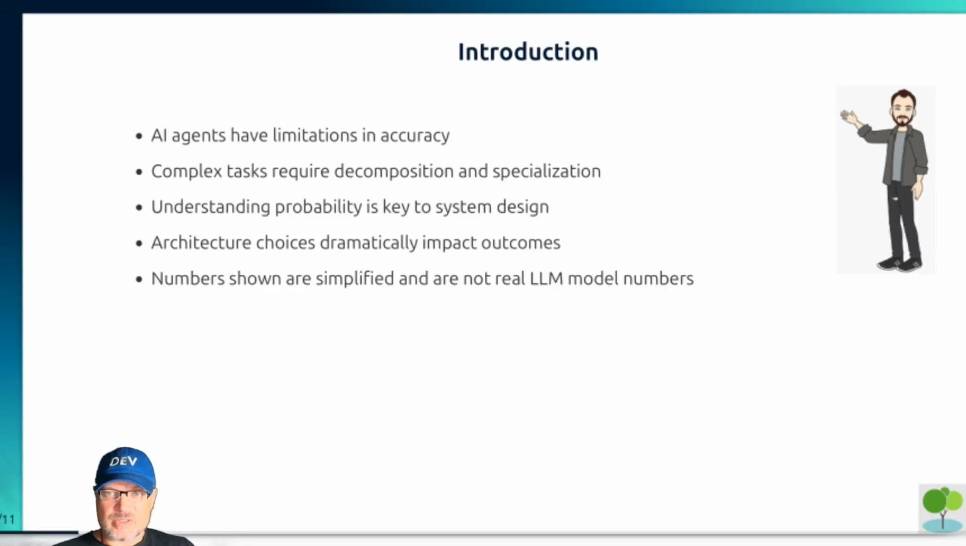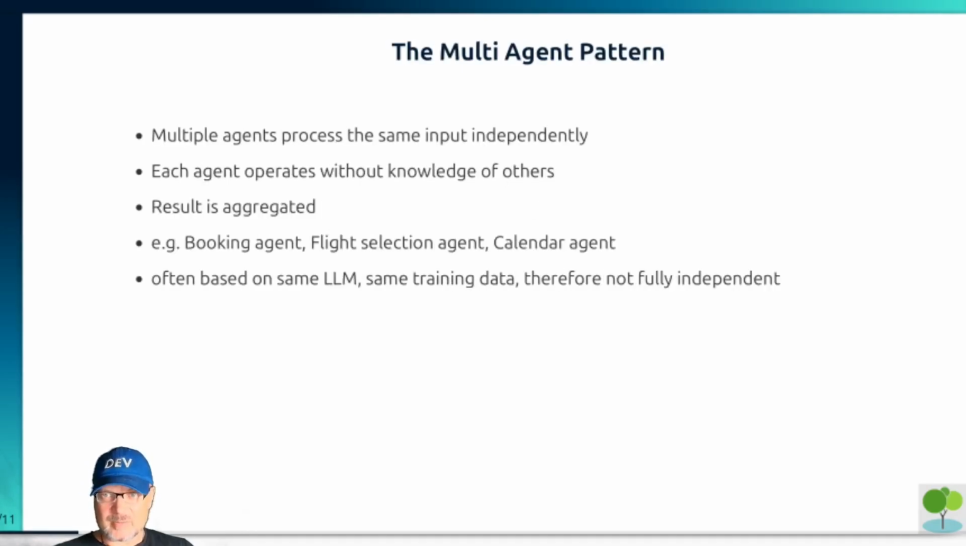The key to system design is to think in probabilities, to understand the probability which is the very base of the LLM. We have to look at the architecture, because this can impact the outcome very dramatically. Just as a disclaimer, the numbers that I show are simplified. They're not the real LLM numbers. It also depends on the LLM, and they're also better in one area than in another, so it's hard to tell the exact numbers.